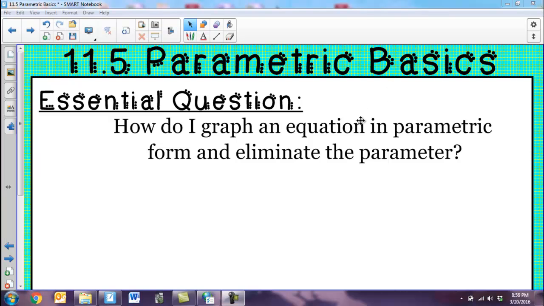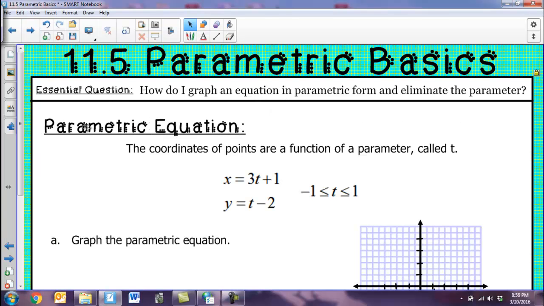Hey guys, today we're going to talk about another new type of function system, and that is called parametric. And so we're going to ask ourselves, how do I graph an equation in parametric form and then eliminate the parameter? So before we start, let's talk about what a parametric equation is.